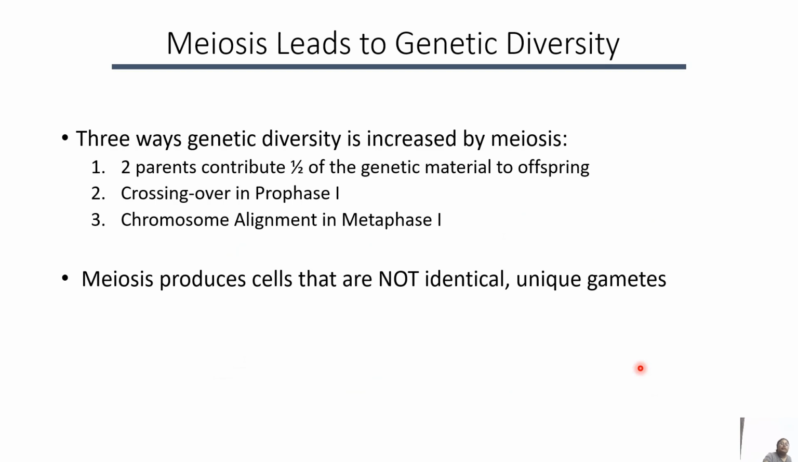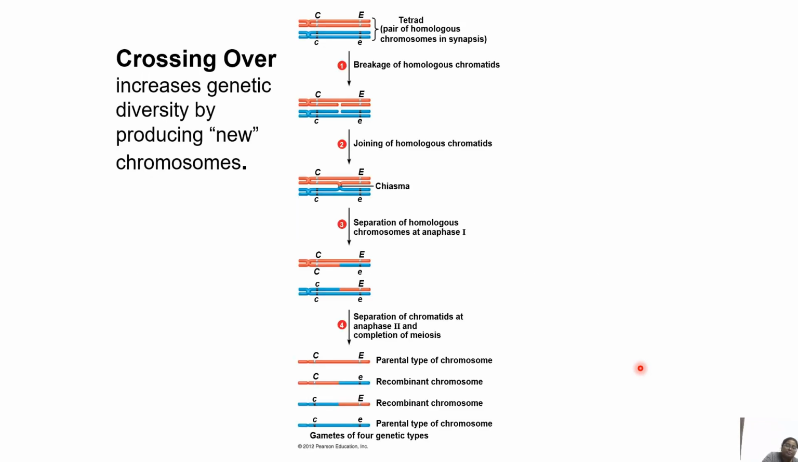Now there are three ways genetic diversity is increased by meiosis, right? So the two parents contribute one half of the genetic material to the offspring, right? Crossing over happens in prophase 1, chromosome alignment in metaphase 1. Meiosis produces sets that are not identical, okay, unique gametes. So then what is crossing over? What we talk about in meiosis 1? So crossing over basically increases genetic diversity by producing new chromosomes.